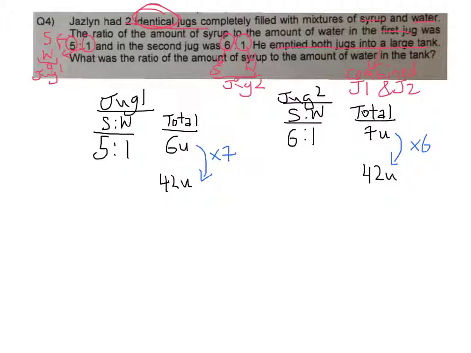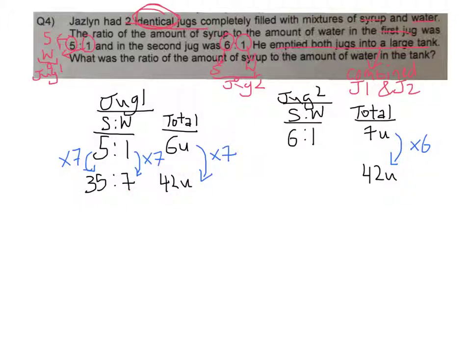But the distribution of syrup and water in each of the jars cannot remain as 5:1 and 6:1. So we got to do something about it. Since I times 7 for this, I have to times 7 for both. And what do I get? 1 times 7 gives me 7. 5 times 7 gives me 35. And I know that 35 plus 7 will give me 42.